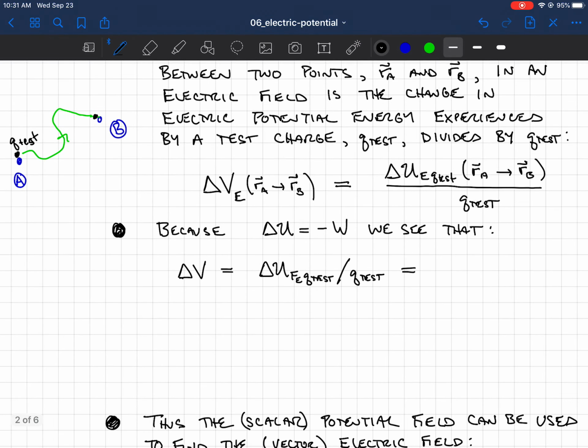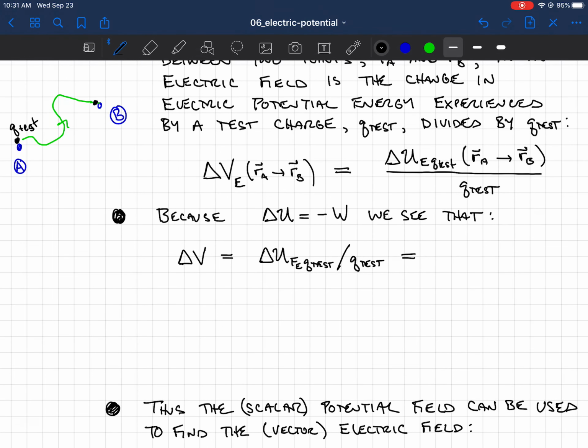Maybe we should expand that definition a little bit to show what it means in terms of the work and therefore in terms of the force and the electric field. So if we use the definition delta V is equal to delta U over Q test, then delta U is minus the work done by the electric force, the electric field on Q test, divided by Q test. Delta U is minus the work, but then I divide by Q test because that's in the definition here for the potential difference.